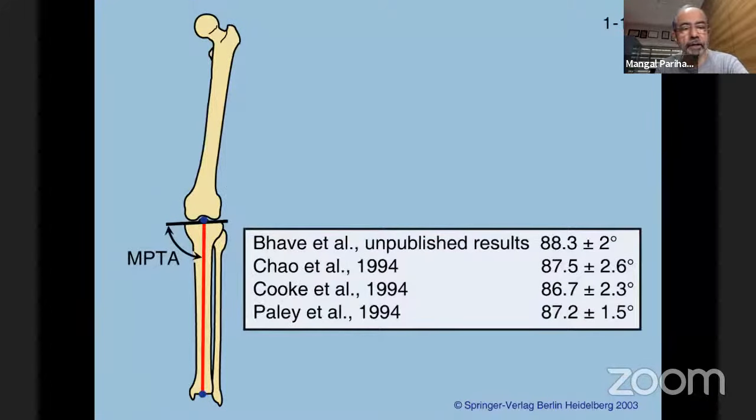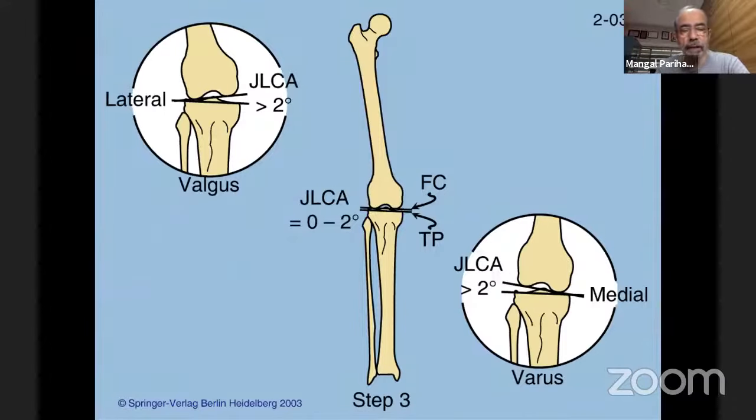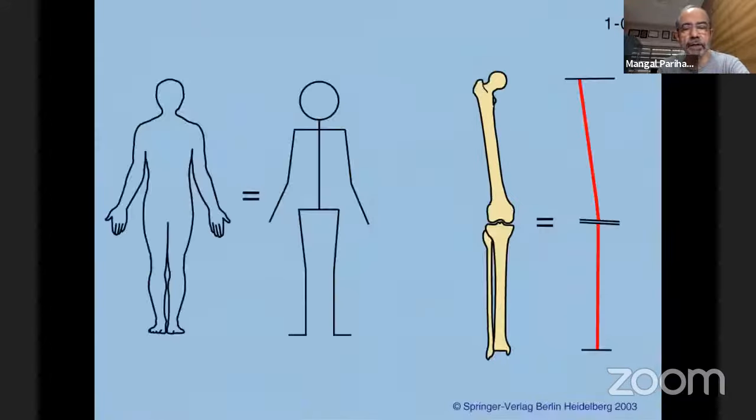So MPTA we already talked about, but you also have to look at the JLCA, or the joint line convergence angle. If you take the joint line of the femur, that is the most convex parts of the femoral condyle, and the most concave parts of the tibial condyle, you get two joint lines. Normally, these are parallel to each other, or at the most up to about 2 degrees of deformity is acceptable. More than that is abnormal JLCA. So the JLCA signifies a soft tissue component to the deformity.